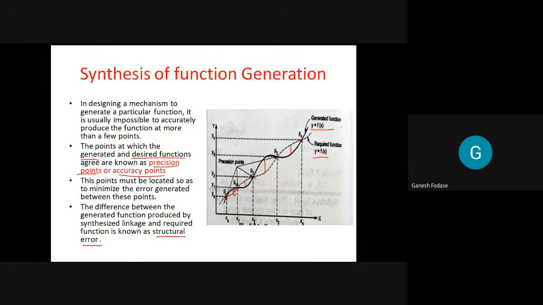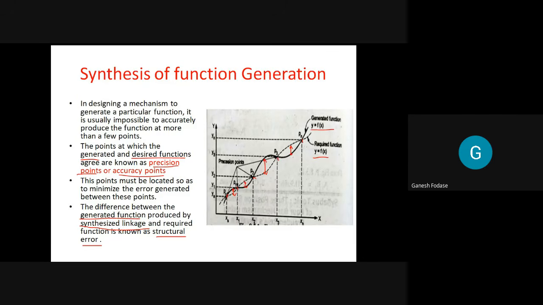Now, the generated function means the function which is produced by the synthesized linkage, which is the designed linkage. The difference between the generated function produced by the synthesized linkage and the required function is known as structural error. This line represents structural error. At this point, structural error is this much, and at another point there will be another structural error. These vertical lines represent structural error at those points.